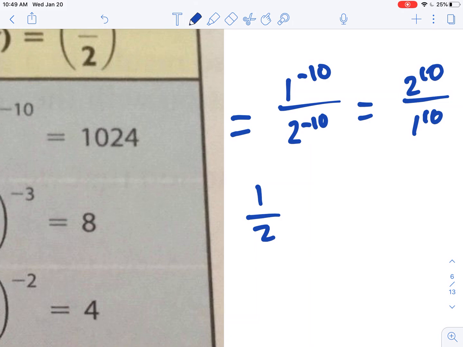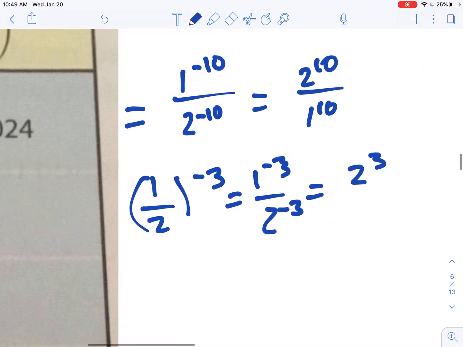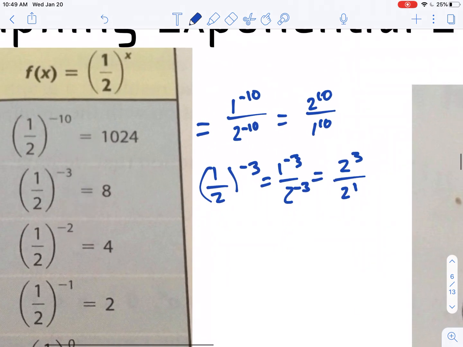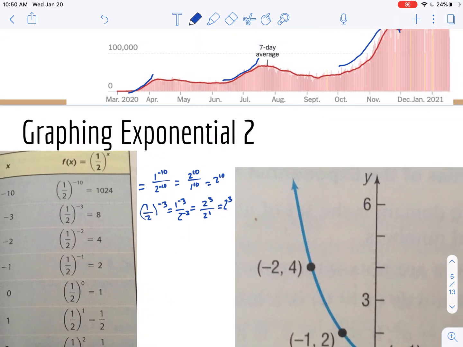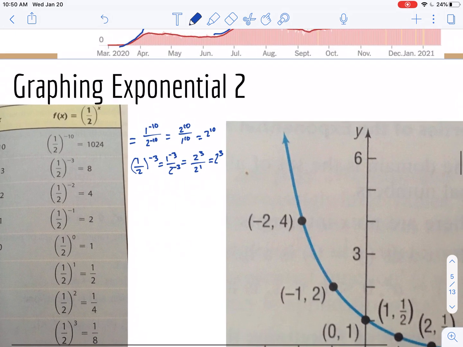Just like 1/2 to the negative 3rd power is equal to 1 to the negative 3rd over 2 to the negative 3rd, and they would switch places in this fraction based off of our exponent rules. And this happens over and over, so then I'm actually looking at 2 to the 10th power. I'm looking at 2 to the 3rd power, so on and so forth. So 1/2 to the negative 10th power is 1024, because it's actually the same thing as 2 to the positive 10th power. 1/2 to the negative 3rd power is the same thing as 2 to the 3rd power.